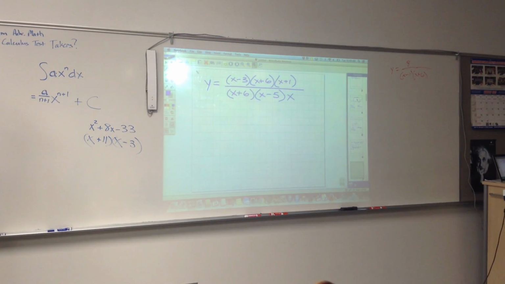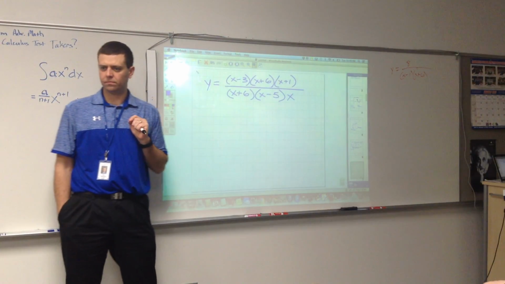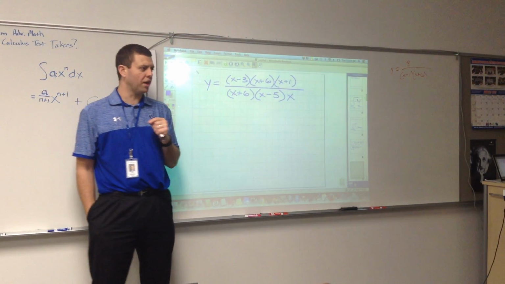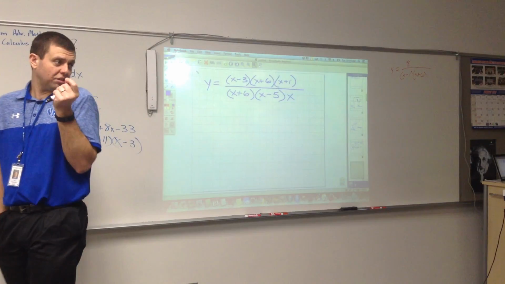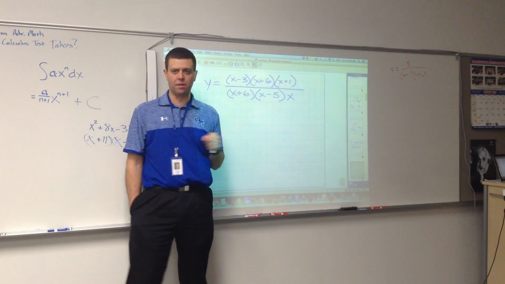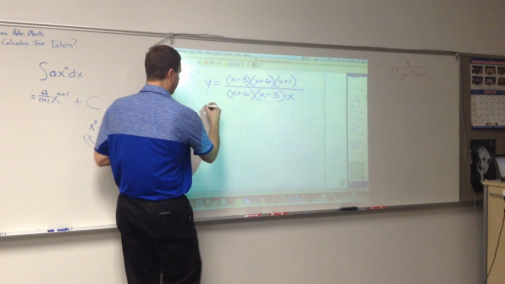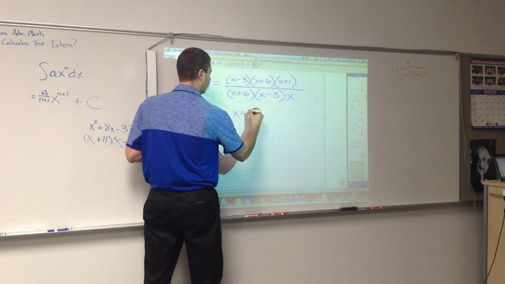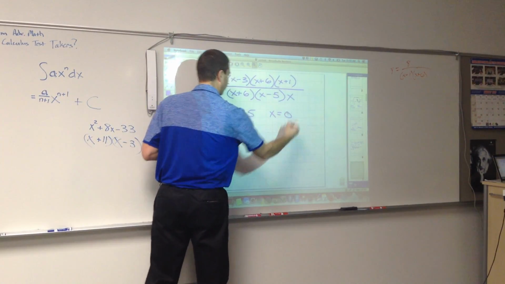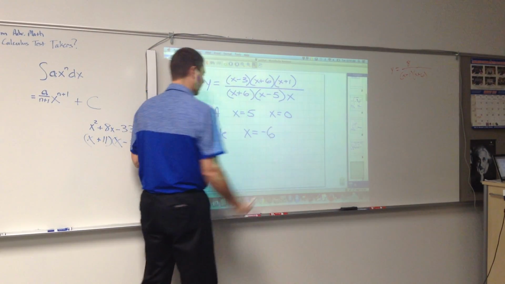Would it have any vertical asymptotes? Yes, where? At x equals 5, because wouldn't a 5 make the denominator equal 0? And there's one other one. If x equals 0, wouldn't that make my denominator equal 0? So this one has 2 vertical asymptotes at x equals 5 and x equals 0, and it has a hole at x equals -6.